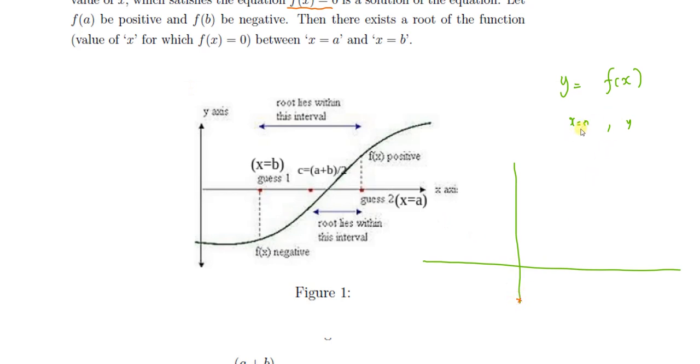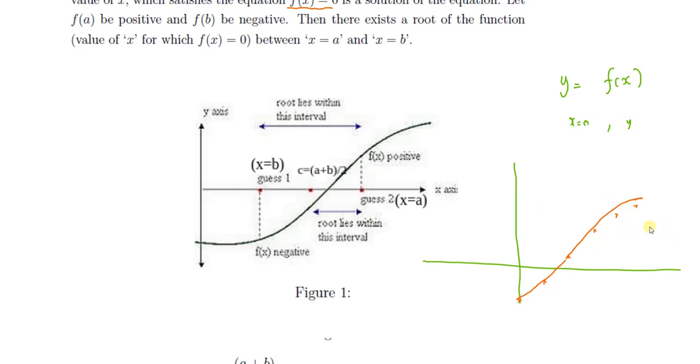You change the value of x to 1. You got the value of y here. You change the value of x to 2. You got the value of y here. Same way, for different values of x, you got different values of y. So when you plot it in a graph, suppose you got a curve like this.